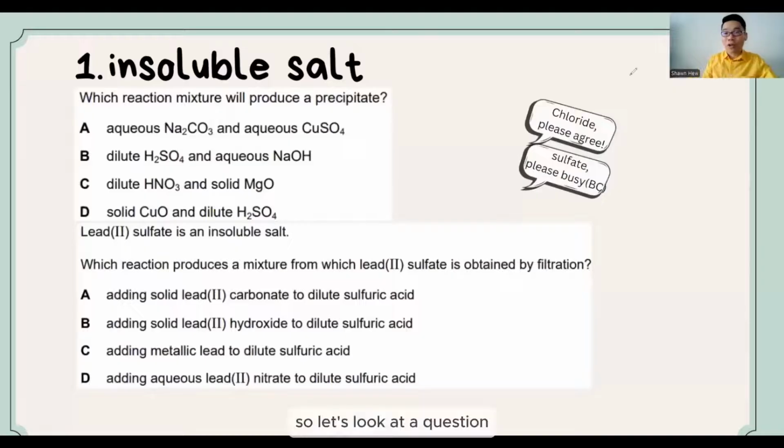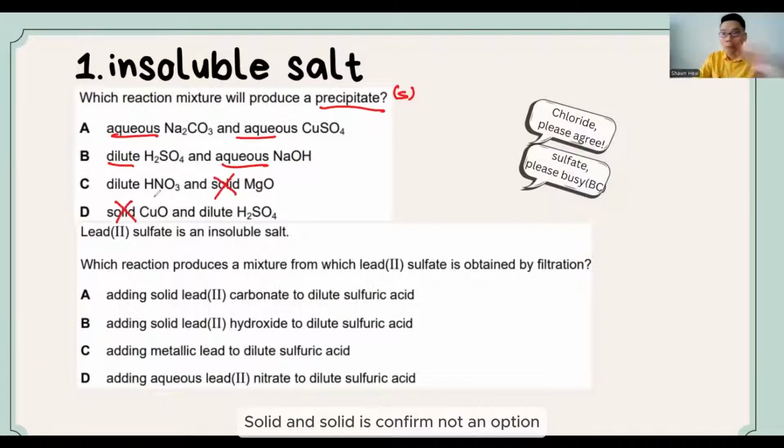So let's look at the questions. The first question asks which of the following will form a precipitate. Precipitate means solid insoluble salt, so it must be two aqueous. So aqueous, dilute aqueous and aqueous. Solid and solid is confirmed not an option. Then we need to check these two.